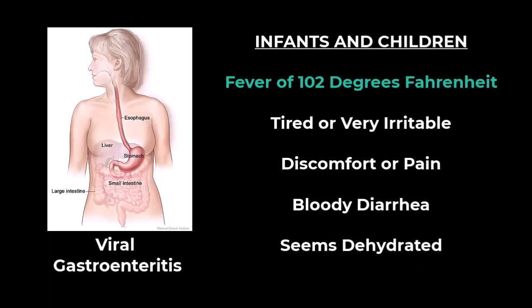For infants and children. See your child's healthcare provider right away if your child has a fever of 102 degrees Fahrenheit or higher. Seems tired or very irritable. Is in a lot of discomfort or pain. Has bloody diarrhea. And seems dehydrated. Watch for signs of dehydration in sick infants and children by comparing how much they drink and urinate with how much is normal for them, and watching for signs such as a dry mouth, thirst, and crying without tears.